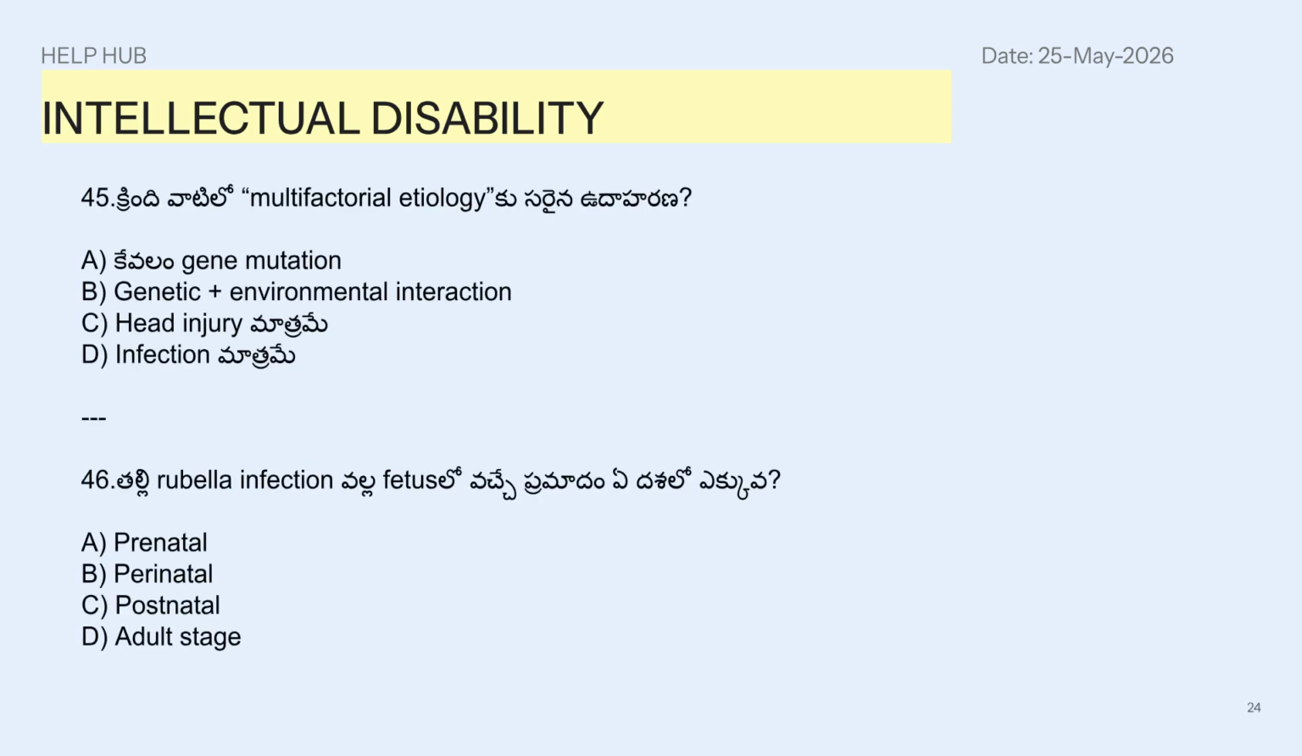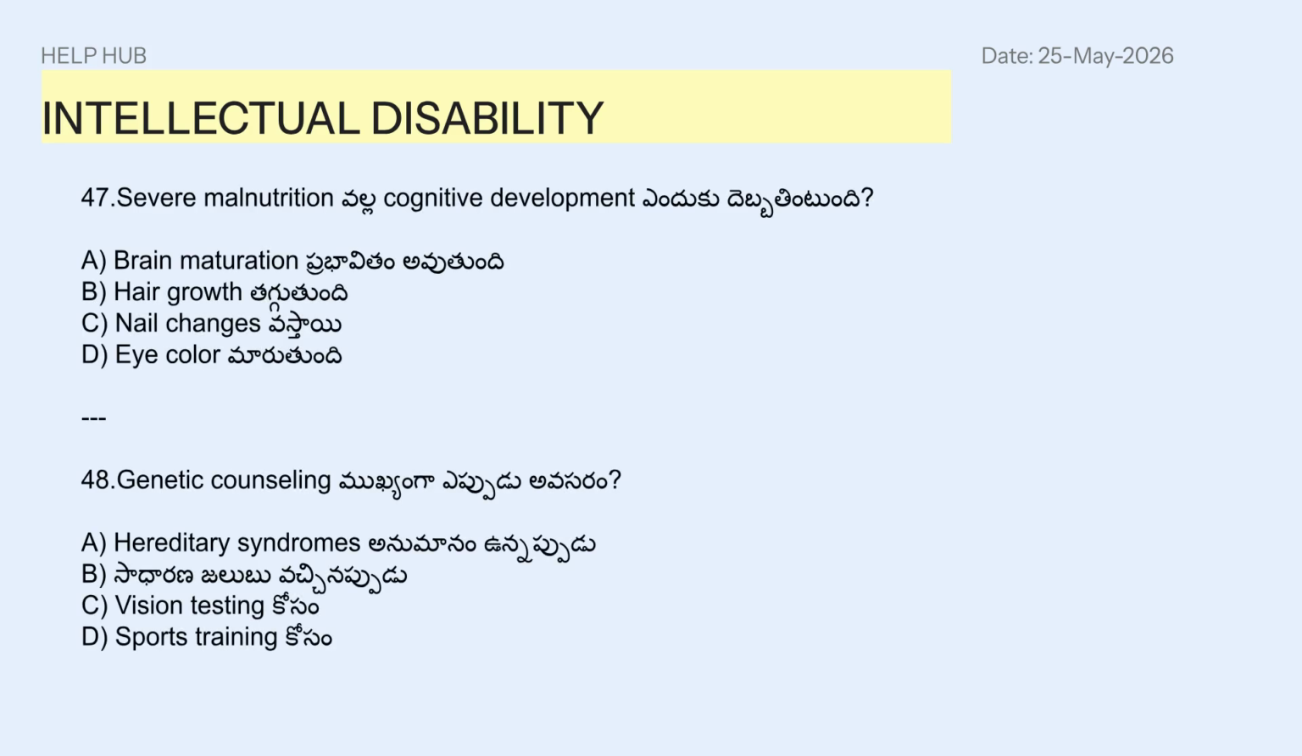Question 46. At which stage is the risk highest for the fetus due to maternal rubella infection? The answer is A, prenatal. Question 47. Why does severe malnutrition damage cognitive development? The answer is A, brain maturation is affected. Question 48. When is genetic counseling essential? The answer is A, when hereditary syndromes are suspected.